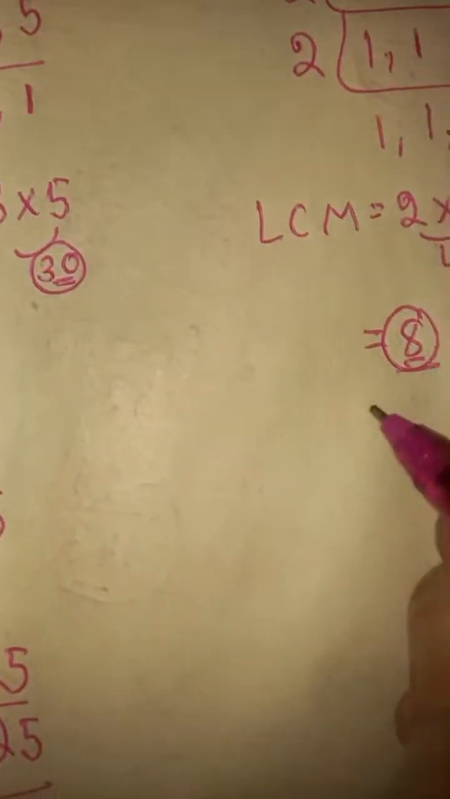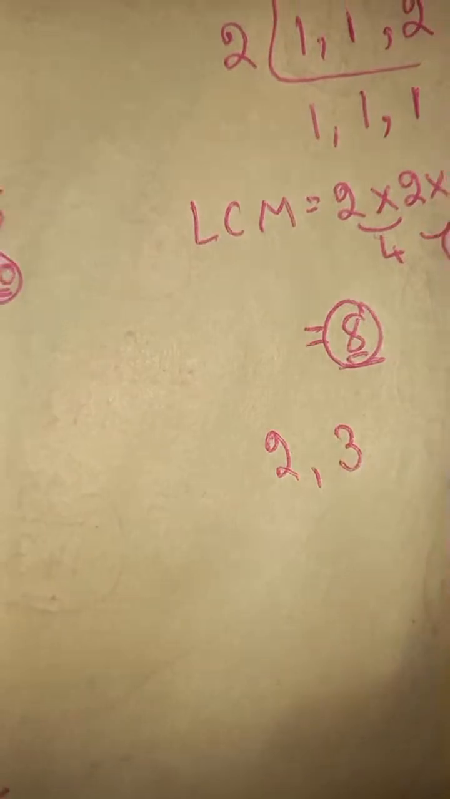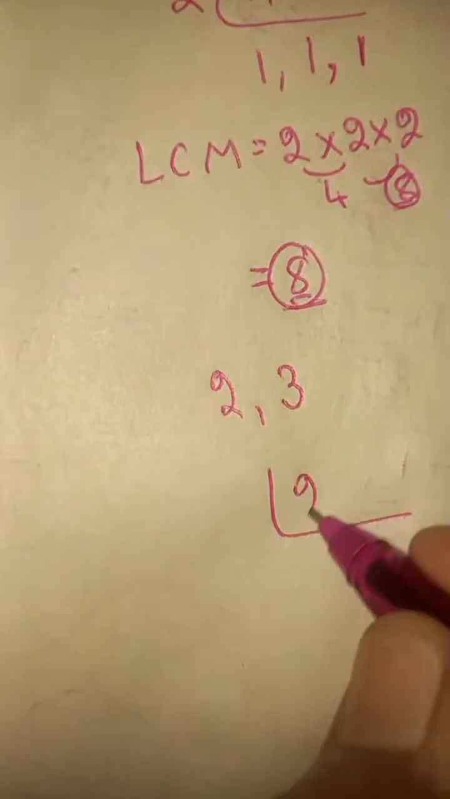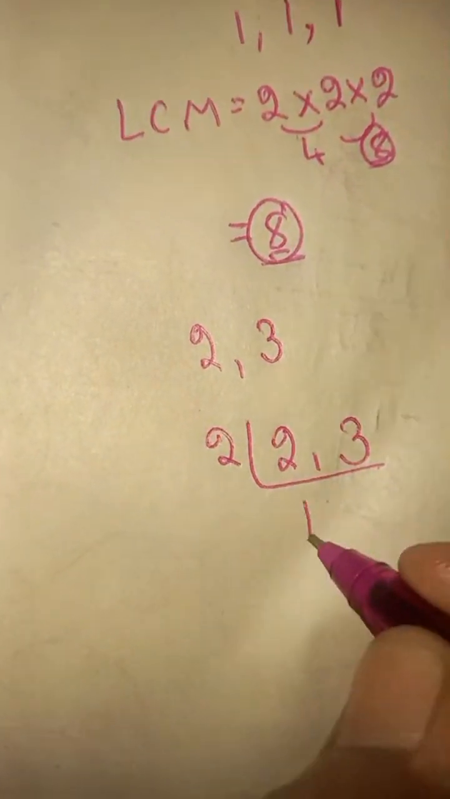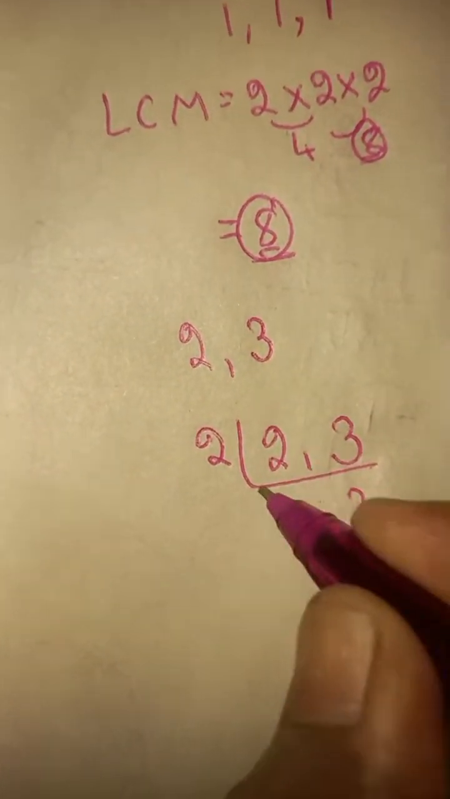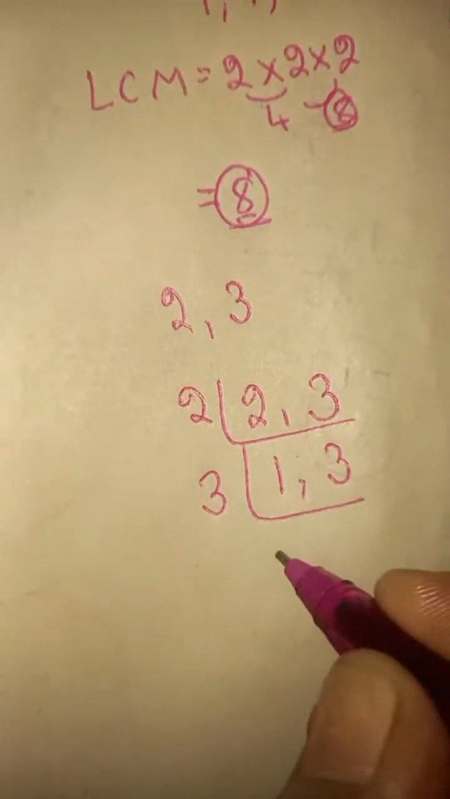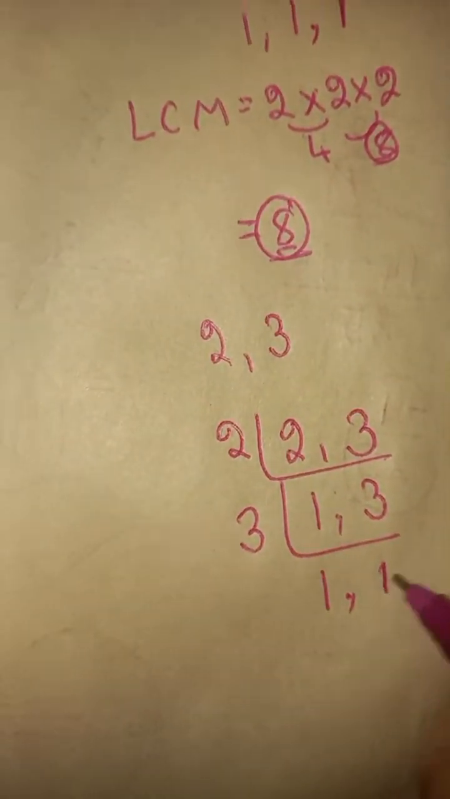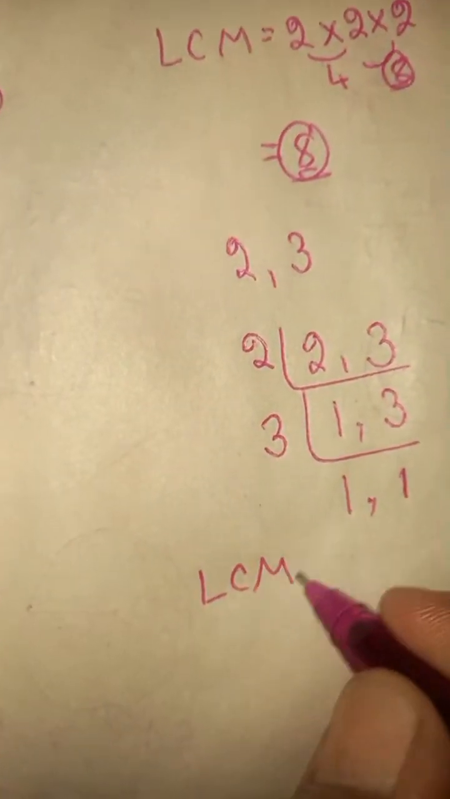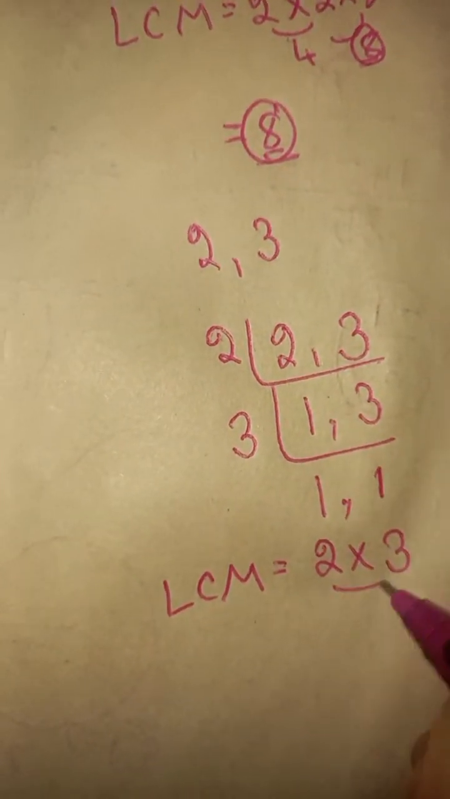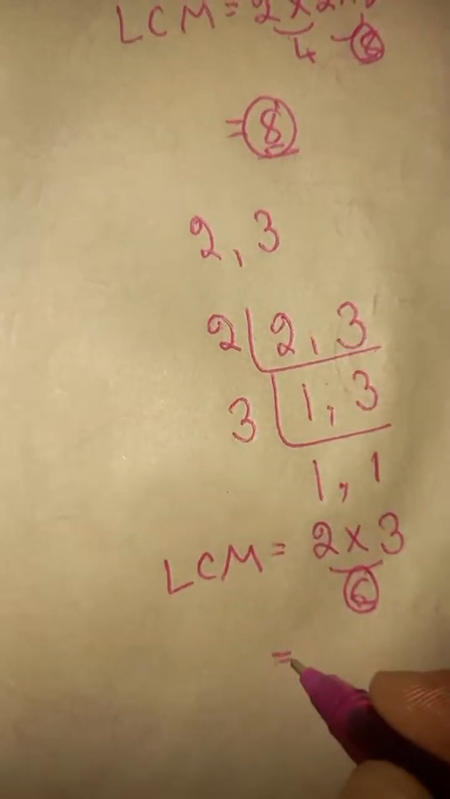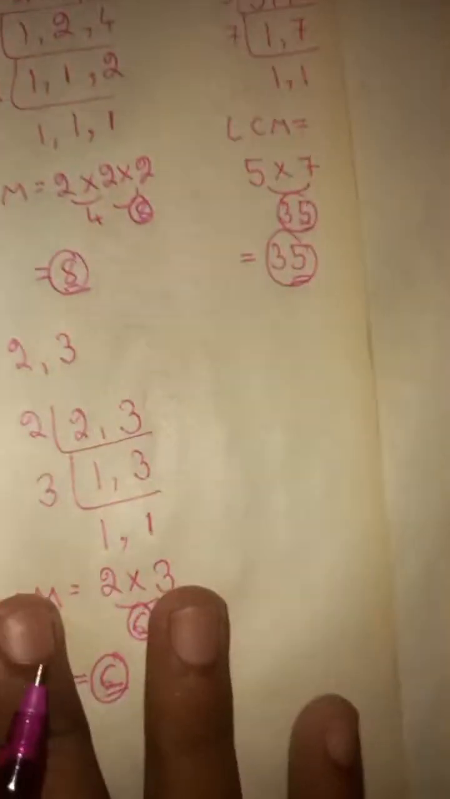Let's take more numbers. Here I am just taking 2 and 3. How to find the LCM of them? First start with 2. 2 you can divide as 2 1 times. 3 remains like that. Again you can take 3. 1 remains like that. 3 1 times 3. Now LCM is equal to multiplying these two numbers. 2 times 3 is 6. So 6 is the actual LCM.